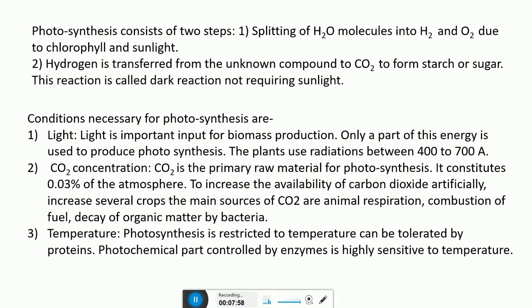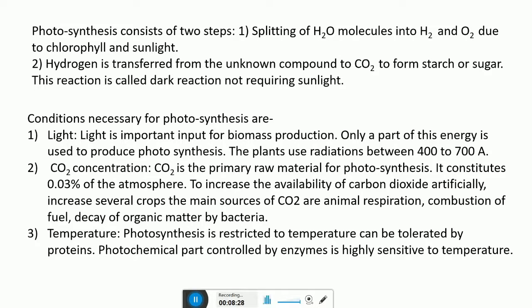Carbon dioxide is the primary raw material for photosynthesis. It constitutes about 0.03% of the atmosphere. If CO2 availability is increased artificially, then we can increase the yield of several crops. Hence, one method of increasing biomass is by supplying additional CO2 to the plants.